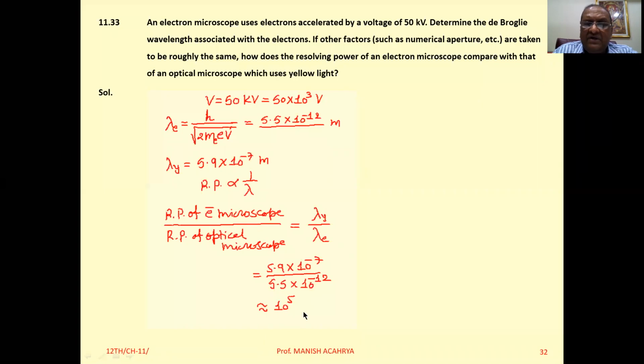So this is nearly of the order of 10 raised to 5. It implies that the resolving power of the electron microscope is approximately 10 raised to 5 times more than that of the optical microscope. Clear to all of you?